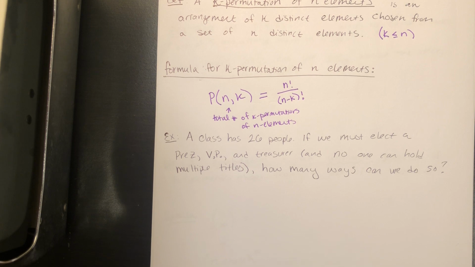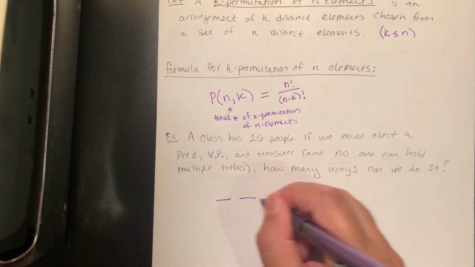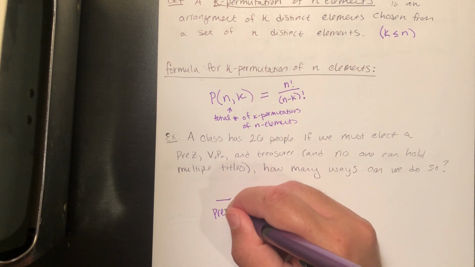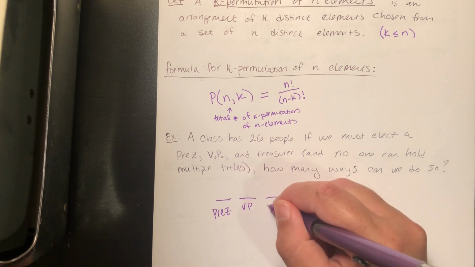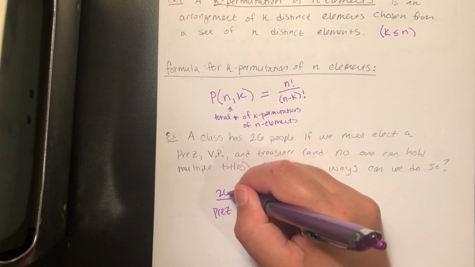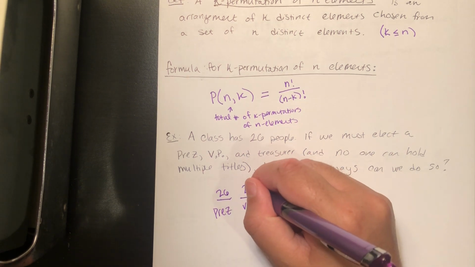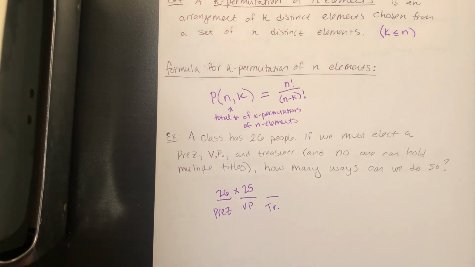Well, let's first just think about this in terms of the multiplication principle. So we have 3 roles that we need to choose. We need to choose a president, we need to choose a vice president, and we need to choose a treasurer. There's 26 people in the class, so there's 26 choices for your president. But nobody can hold more than one position, so once you've chosen your president, you only have 25 options left for your vice president. So by the multiplication principle, there's 26 times 25 ways to choose the first 2.